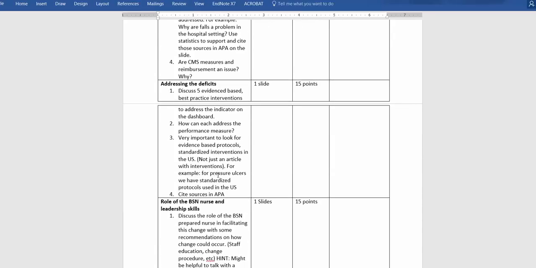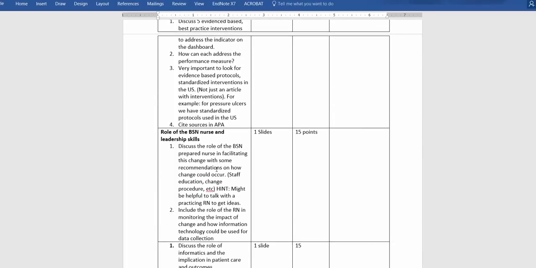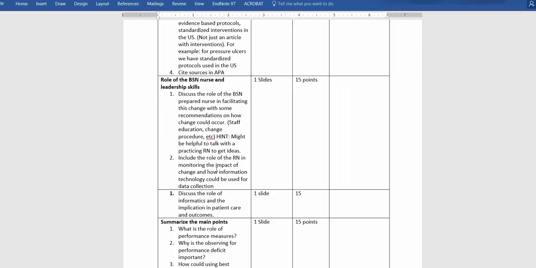The next one is finding 5 evidence-based interventions to address this. It is a hypothetical unit, so you're going to make recommendations on how I can improve this. We do not want to have 5 falls a quarter. We want to have 0%. How am I going to improve that so that we don't have to worry about our patients getting injured and having trouble with CMS reimbursement?